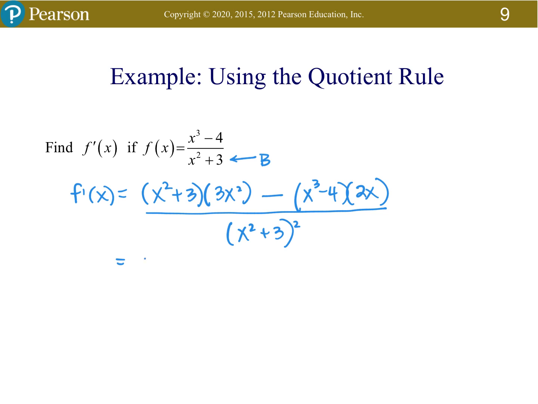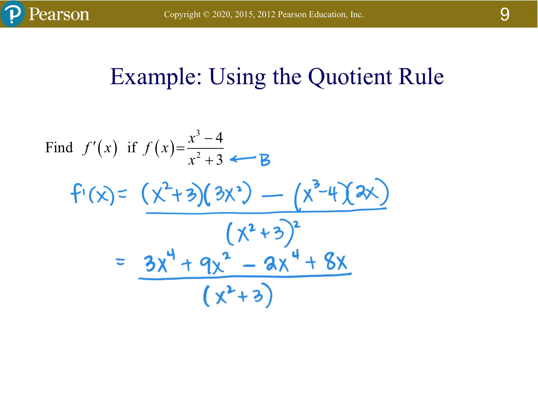So as we simplify the numerator, we're looking at 3x to the fourth plus 9x squared, and then minus 2x to the fourth plus 8x, and the whole thing still over that denominator, x squared plus 3. So x to the fourth plus 9x squared plus 8x over the denominator in factored form.